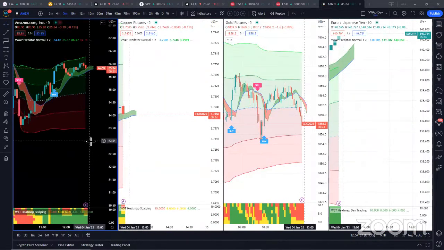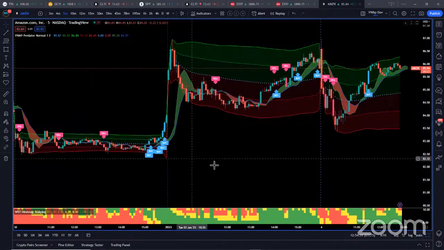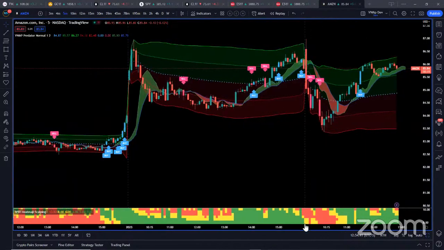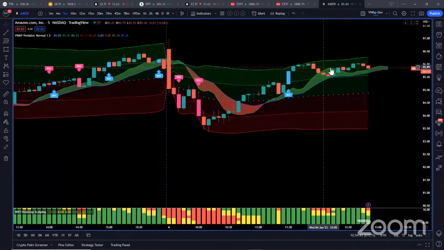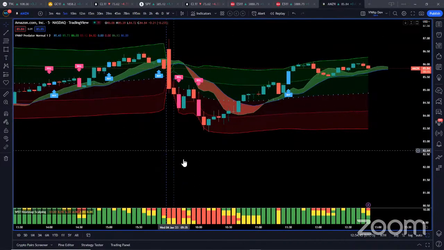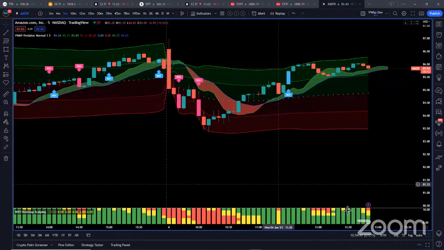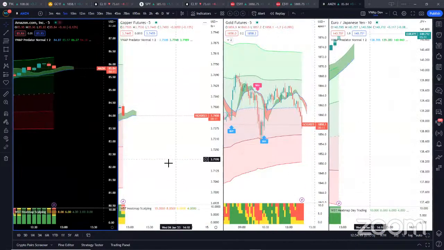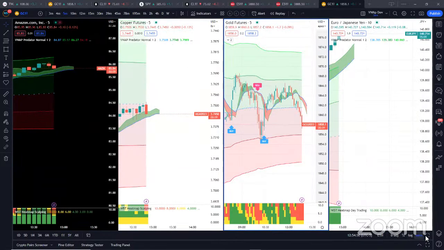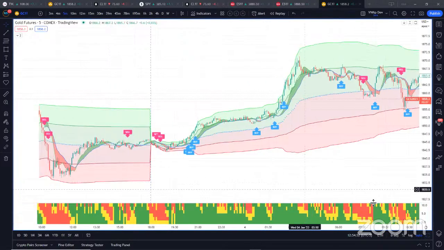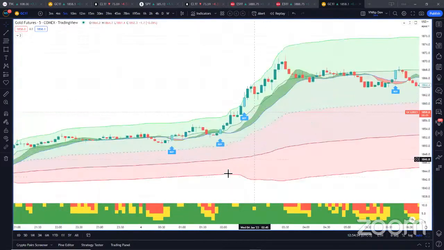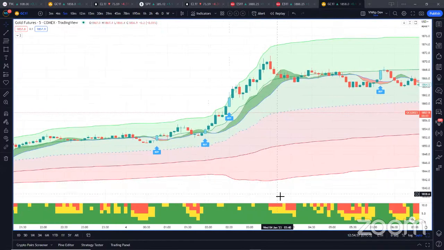Again, stocks here, Amazon today. That buy signal's not bad. We're about break even. You don't take signals in the first 15 minutes when you're day trading stocks. Gold futures today, how's that look? Phenomenal. Okay, really, really good.